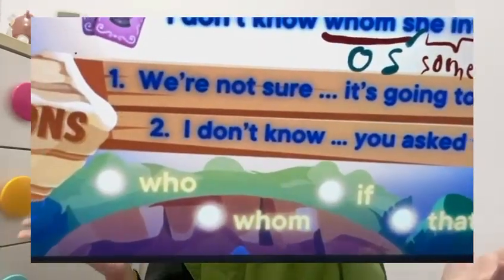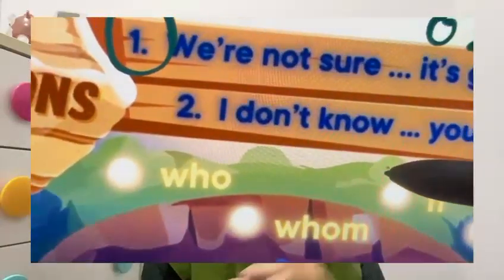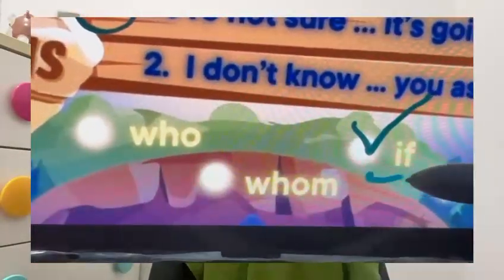The last one is a quiz. We're not sure, blank, it's going to rain. The answer is if or whether. Why if or whether? Because this is an indirect yes or no question. We're unsure about the possibility of rain, so we use if or whether to express uncertainty.